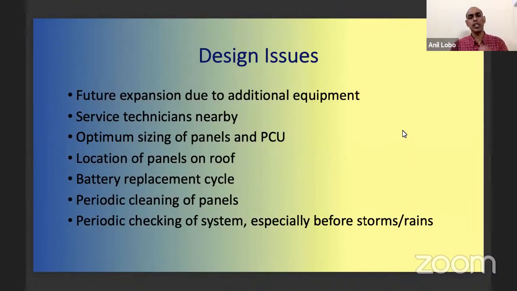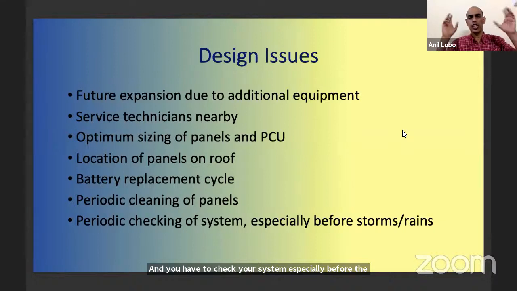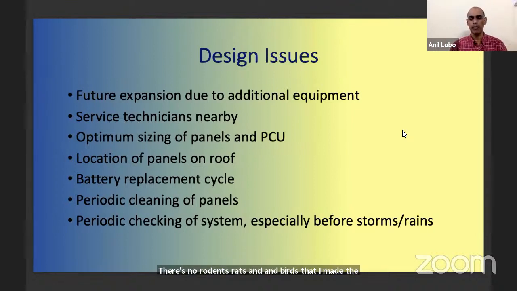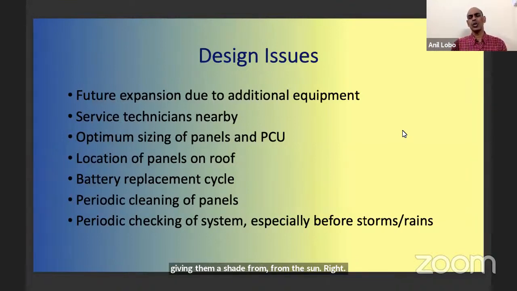Check your system, especially before the storms. You check the structural integrity of your roof. Make sure that all the cables are properly anchored. The frame where you're installing the panels is bolted well. There's no corrosion. There are no rodents, rats, and birds that have made homes in your solar system, because that's giving them nice shade from the sun, right? So with these design issues, environmental issues, and safety issues, we now come to the end of my presentation.